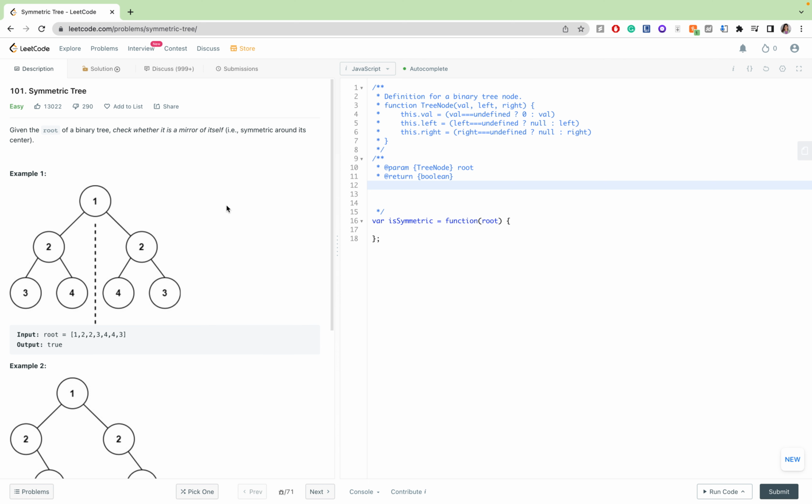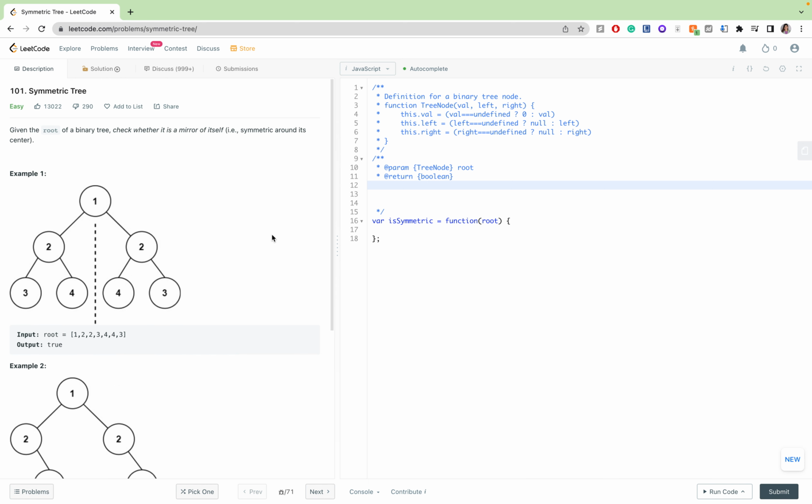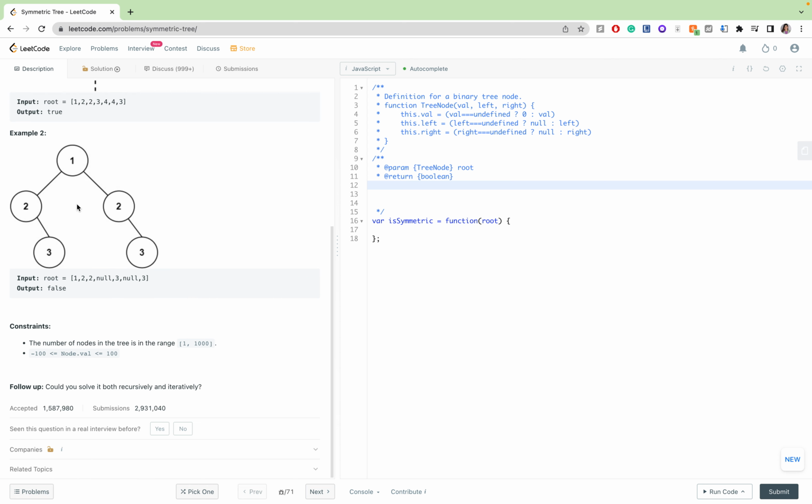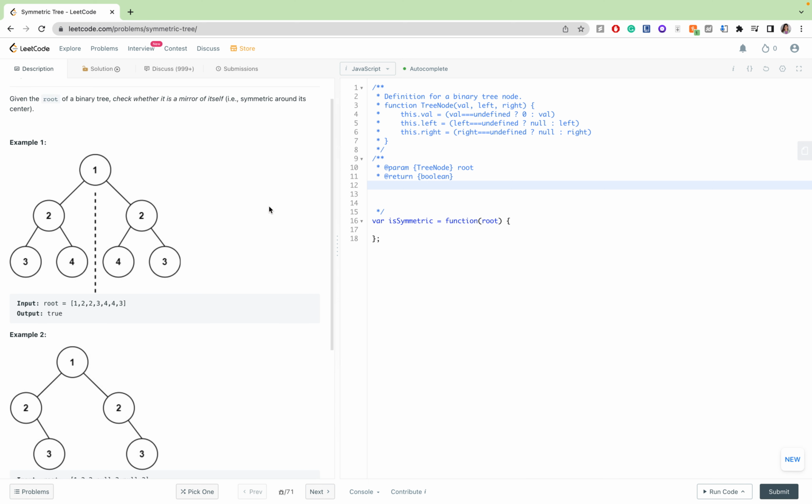Got it? It means that one is the root, and its left subtree and right subtree are of equal value. So I should only look at the values, right? So 1's left is 2, 2, 3, 3. So this is also, oh, this is not symmetric. Why? Oh, it says check whether it is a mirror of itself. So, okay, it should not be equal. It should be a mirror.